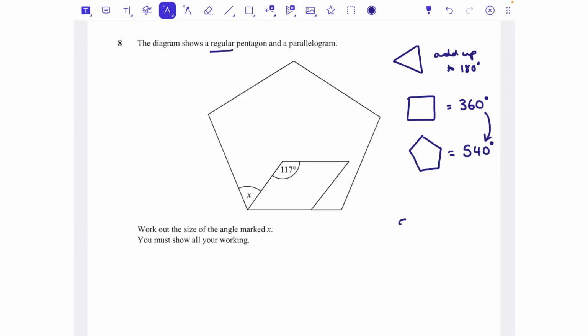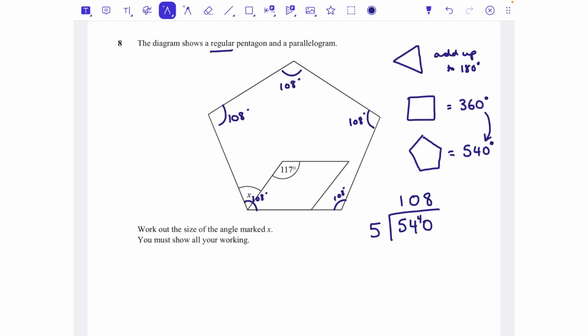So I'm going to do 540 divided by 5 to find out how big each of these angles are around the outside, including this one here. So 540 divided by 5. How many 5s go into 5? That fits in once. How many 5s go into 4? It fits in 0 times remainder 4. And how many 5s go into 40? That is 8. So I've got 108 degrees on each of these angles, including this one for both of them. Okay, so that's step 1.